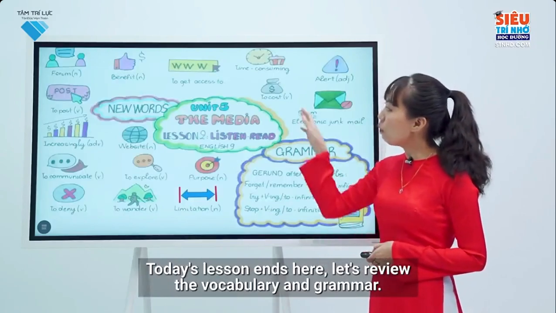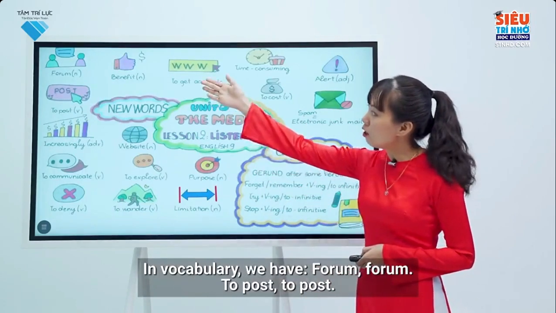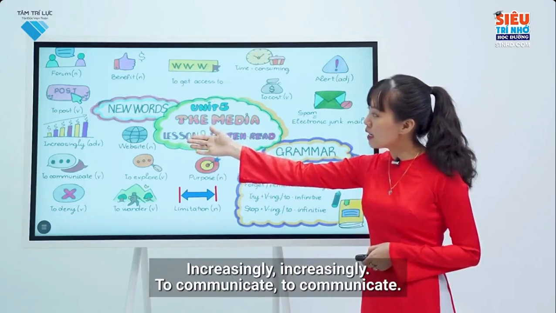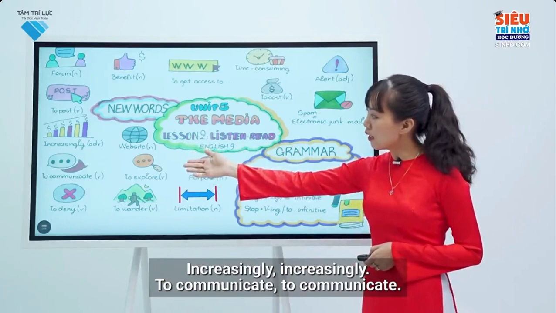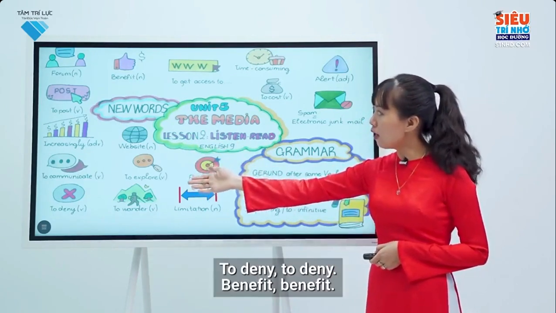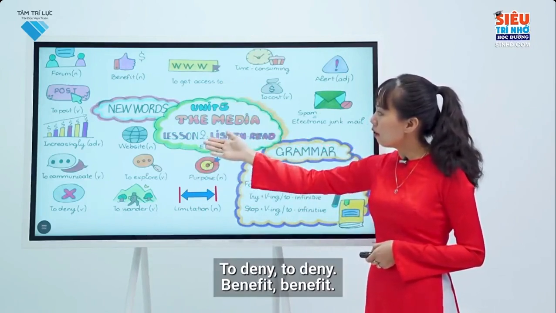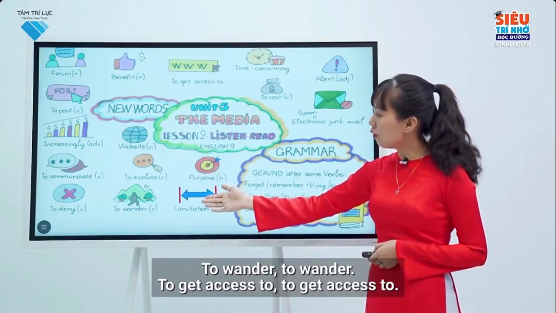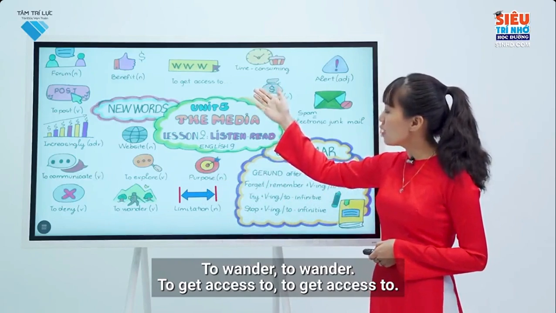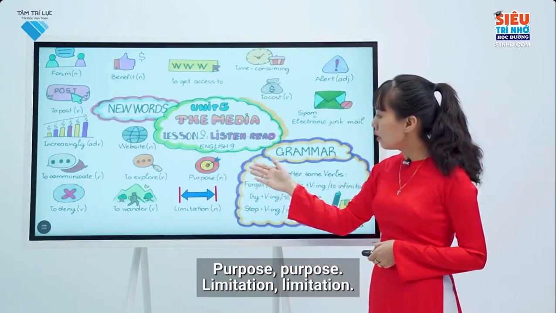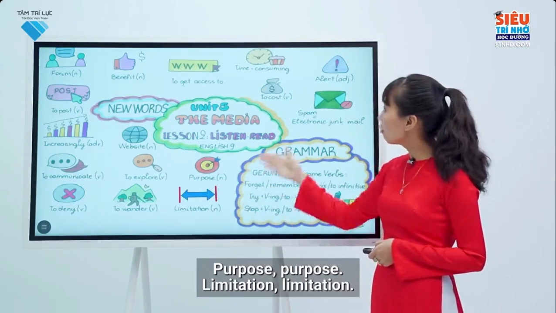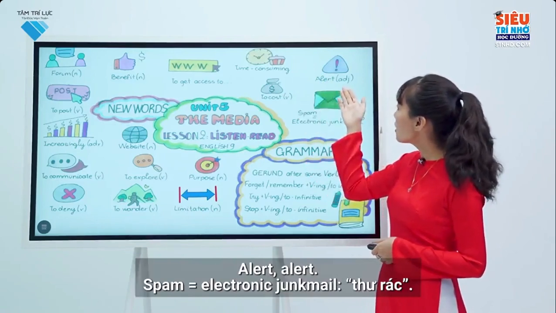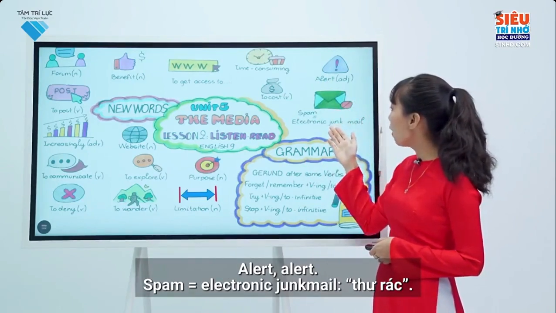Today's lesson ends here. Let's review the vocabulary and grammar. In vocabulary, we have forum, to post, increasingly, to communicate, to deny, benefit, website, to explore, to wander, to get access to, purpose, limitation, time-consuming, to cost, alert, spam equals electronic junk mail.